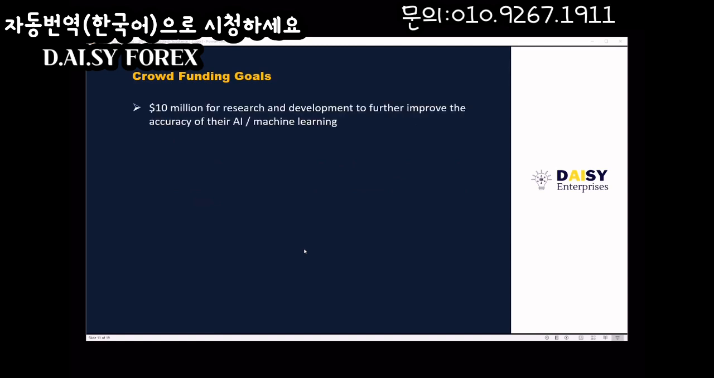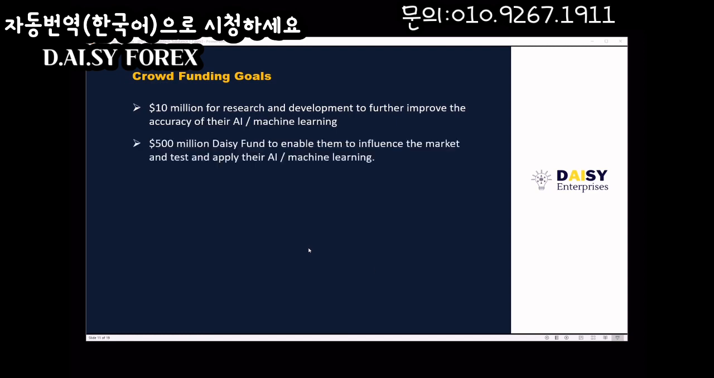So what are the crowdfunding goals? They have two. They want to raise 10 million for research and development to further improve the accuracy of their AI machine learning algorithm. Now, for me, we've looked at the performance. Imagine if you could increase the accuracy of that performance. And that performance is primarily designed to find a changing trend and benefit from that trend. So if they can improve their entry or their exit, and reduce the number of times they incorrectly determine a change of trend, it will exponentially increase the percentage of return they're able to achieve.